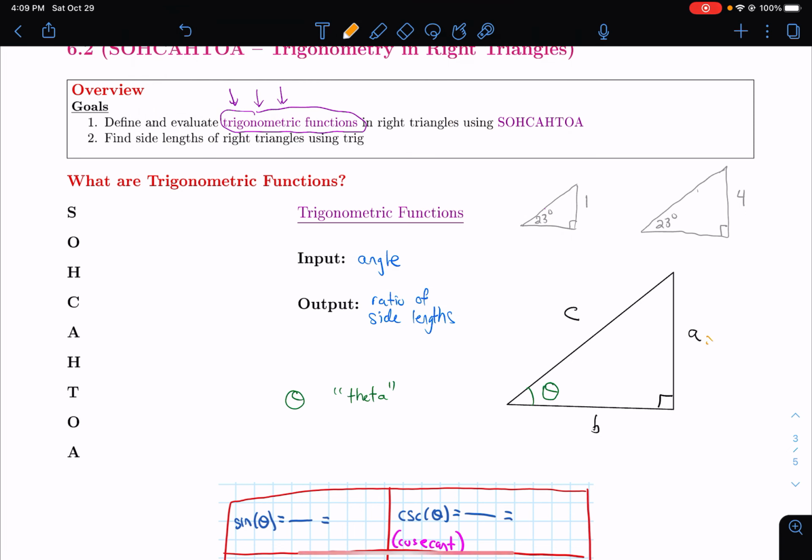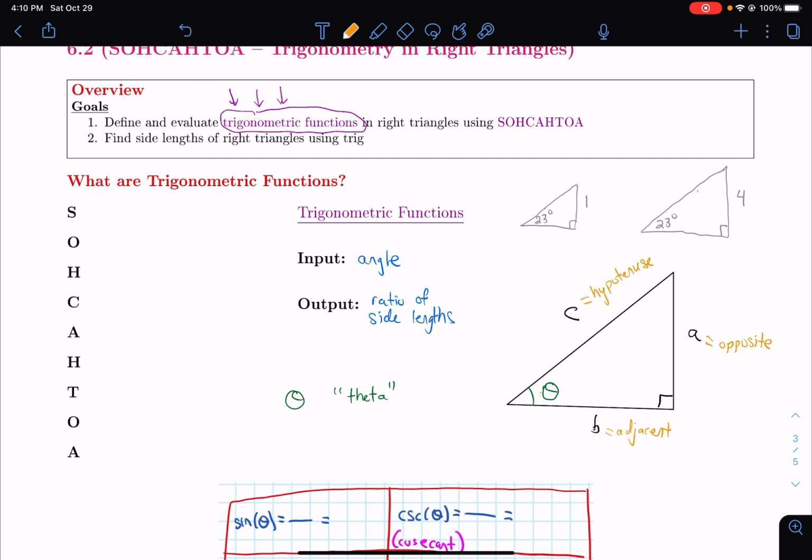This side A is called the opposite side. It is opposite this angle theta. The side B is called the adjacent side. It is adjacent to the angle theta. And this other side, we know what this one's called. This is the hypotenuse of the right triangle. One thing to note is that the adjacent side is the side that's next to theta that is not the hypotenuse, because technically there are two sides next to theta. There's this side and there's this side. Both of those are next to theta, but the one that's not the hypotenuse is the adjacent one.